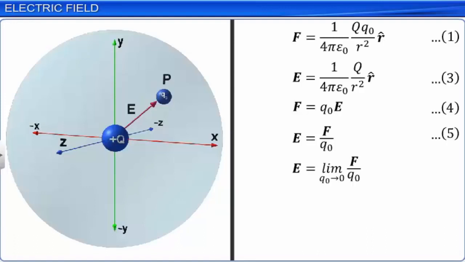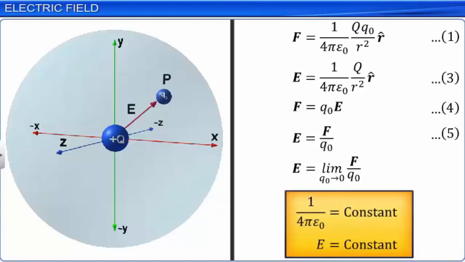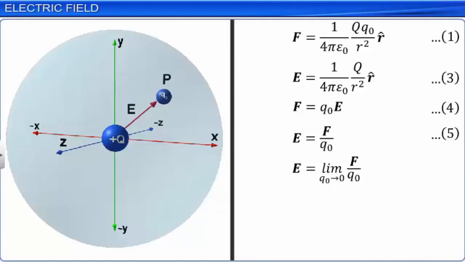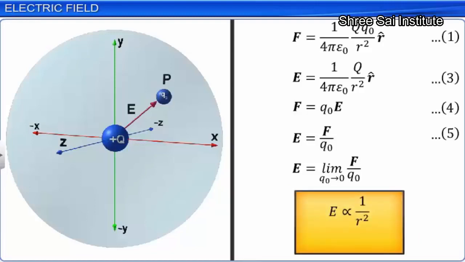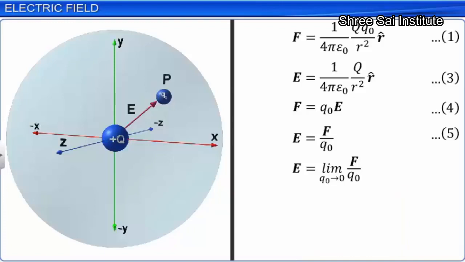For a given distance R from the source charge Q, the value of 1 by 4 pi epsilon naught is always constant, and hence E, as given by equation 3, will also be constant. Hence, the electric field strength E at any distance R from the source charge Q is independent of the test charge Q0. It varies with R cap and is inversely proportional to R square. The electric field at any point in the electric field is finite and is 0 only when distance R is equal to infinity.